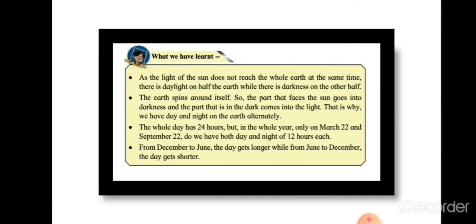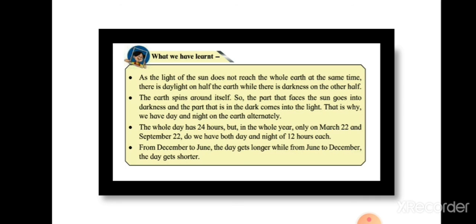What we have learned today. As the light of the sun does not reach the whole earth at the same time, there is daylight on half of the earth, while there is darkness on the other half. The earth spins around itself, so the part that faces the sun goes into darkness, and the part that is in the dark comes into the light. That is why we have day and night on the earth alternately.